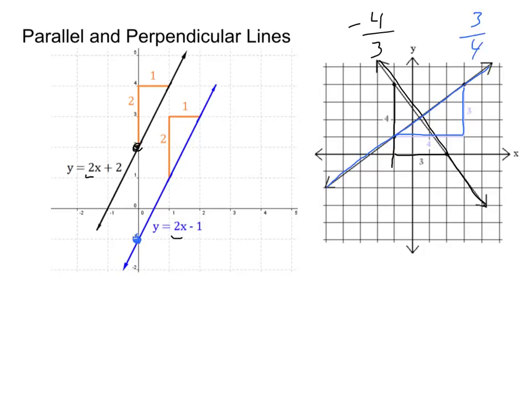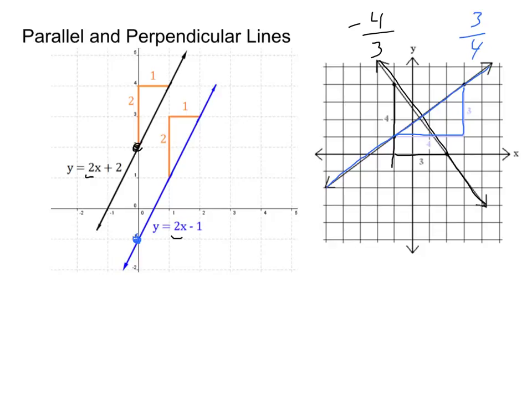Now if you look, how does negative 4/3 compare to 3/4? Well, they are called opposite reciprocals, meaning they're opposite in sign. The first one was negative, the second one was positive, and reciprocal just means you flip a fraction. So when you have perpendicular lines, meaning they intersect at a 90-degree angle, their slopes are opposite reciprocals. Okay, well, let's just use an example.